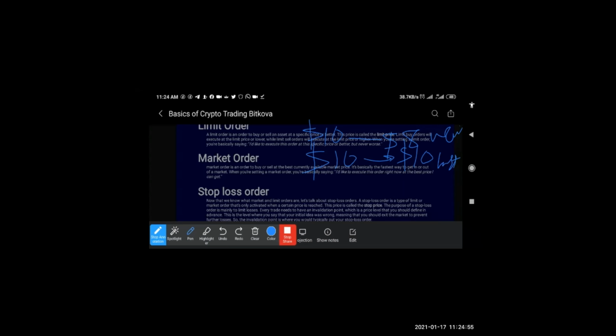With the limit order, you place the order and you wait till the market reaches that particular price. For the market order, it will execute automatically. The moment you place the order, the market will just find the best price and buy it for you instantly.